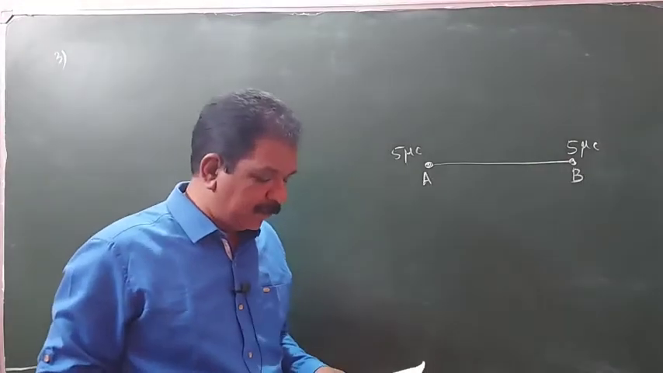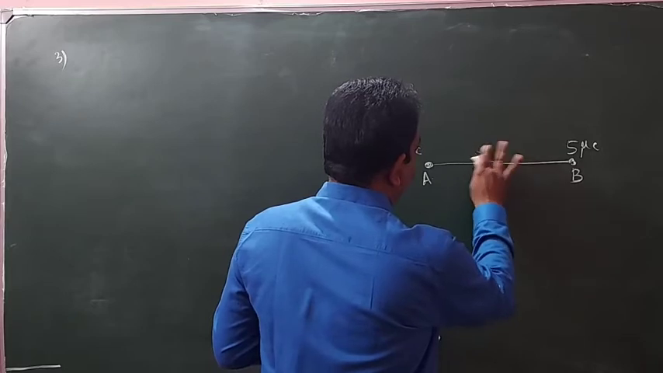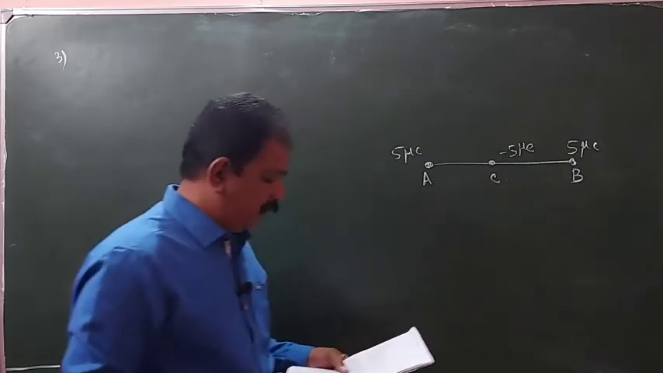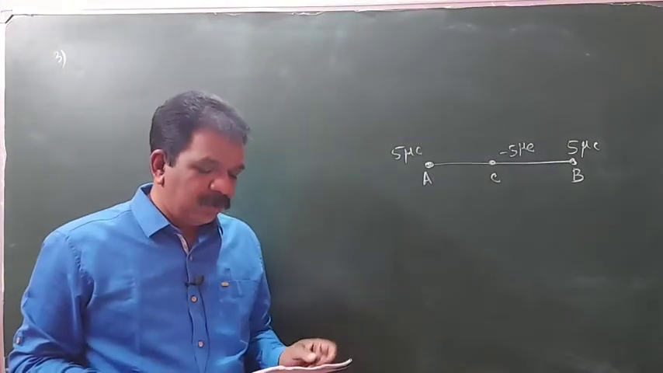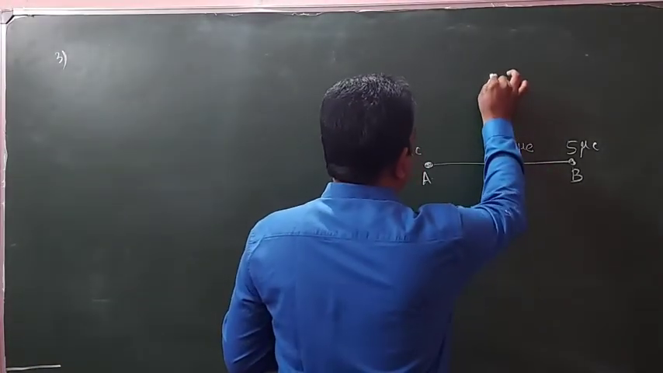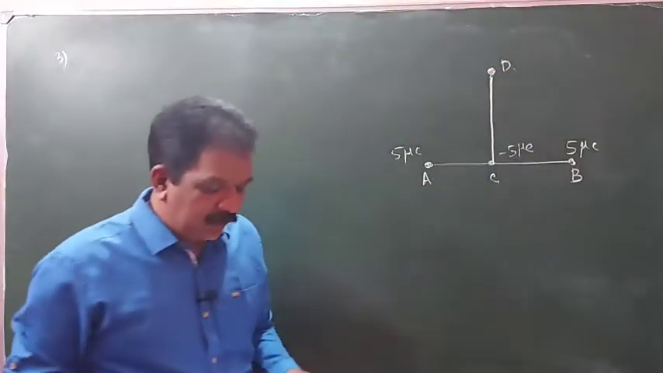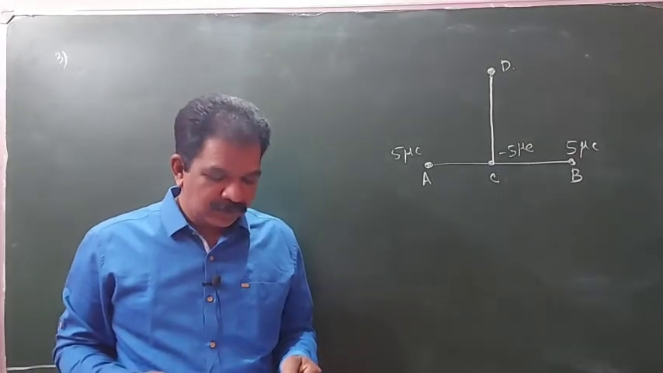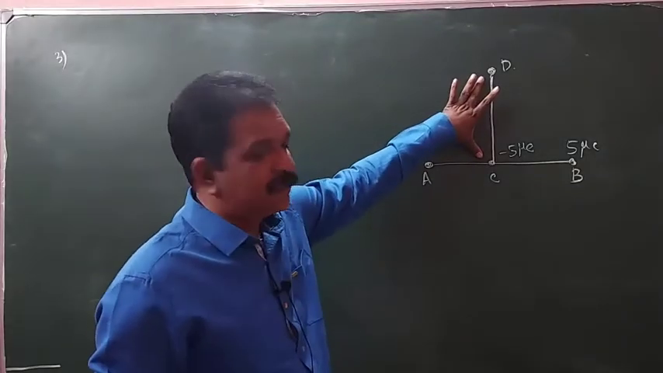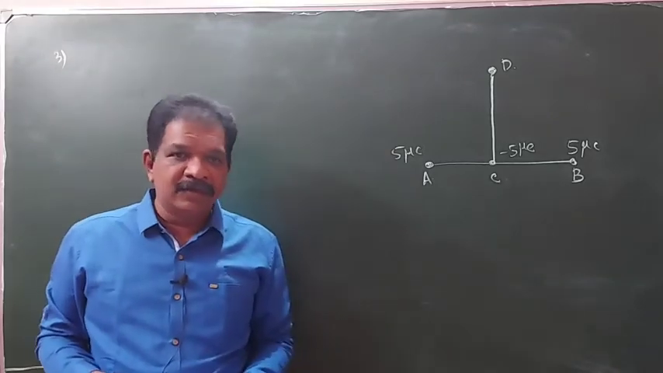Two charges are placed. At the midpoint C, a minus 5 microcoulomb charge is projected with kinetic energy 0.06 joules. It went to some distance up to D, and there it comes to rest. Then this distance CD value is how much? That is the question. Here we will apply conservation of energy.